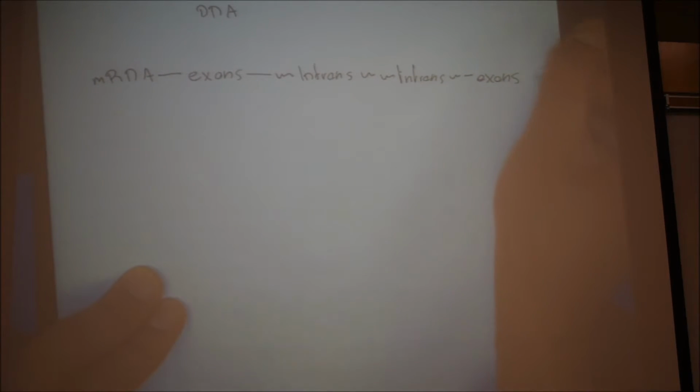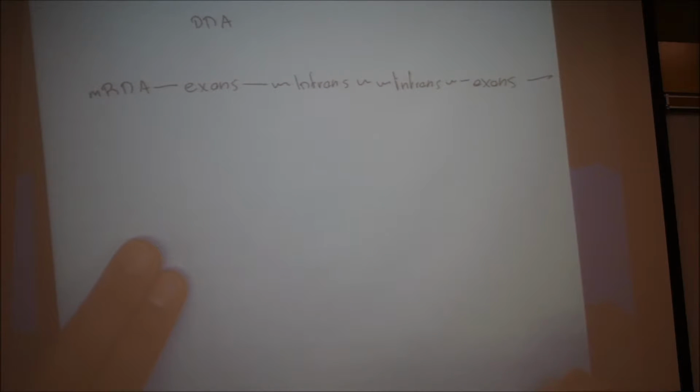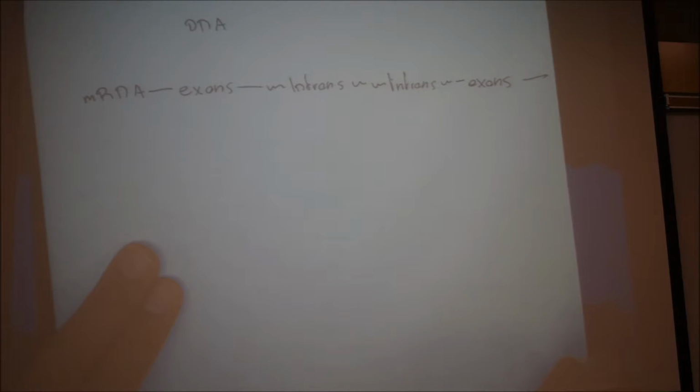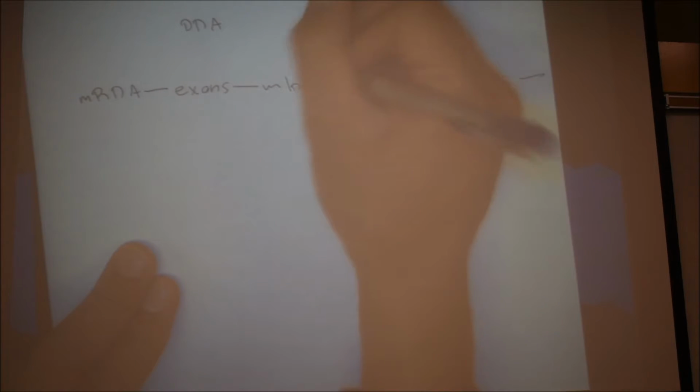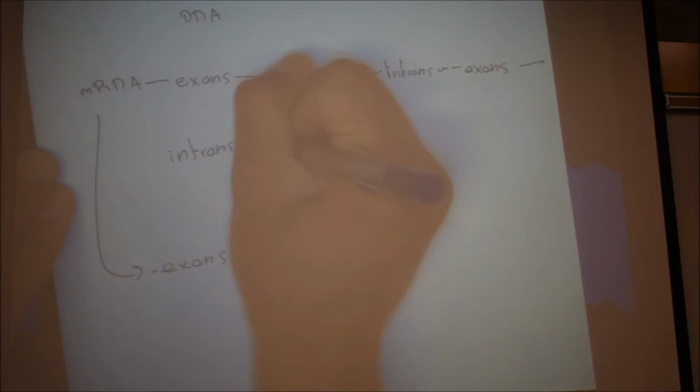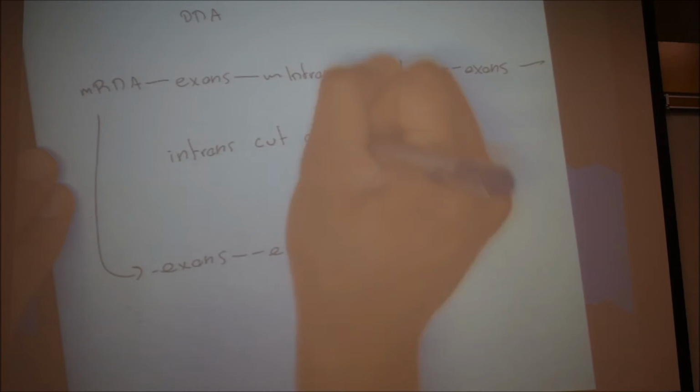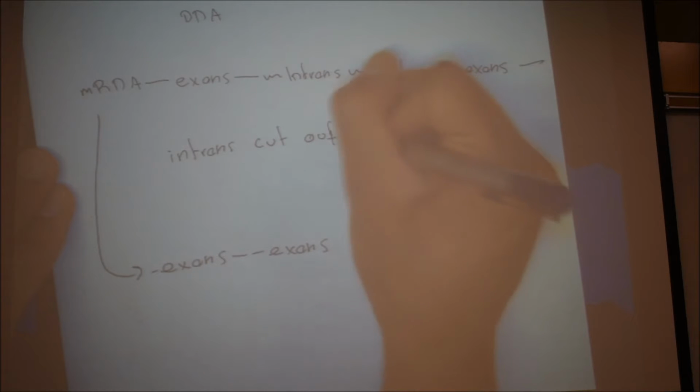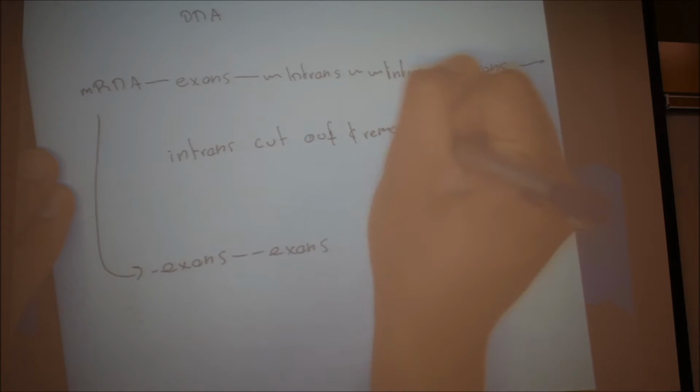The difference between introns and exons is that introns basically do not code, right? So introns, you actually cut them out, so by the time the mRNA gets to a ribosome, all you have are exons. Introns are cut out and removed by spliceosomes.